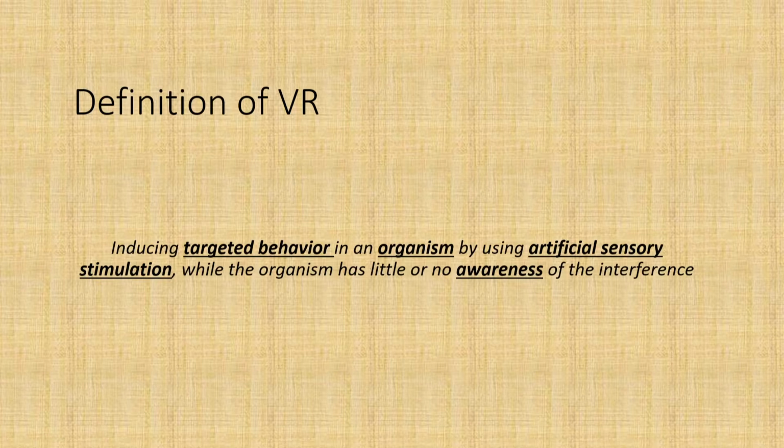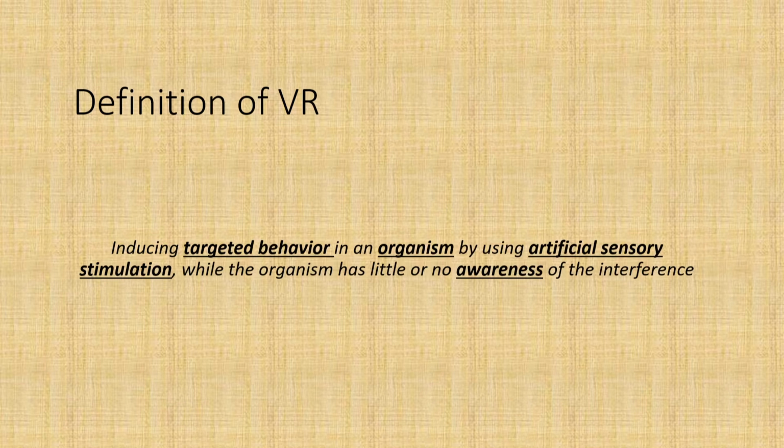So, we can as well say that in some sense humans had already conceptualized virtual reality long ago. Now, let us look at an alternative definition of virtual reality. We can say that it is an act of inducing a targeted behavior in an organism by using some artificial sensory stimulation, while the organism has little or no awareness of the interference.